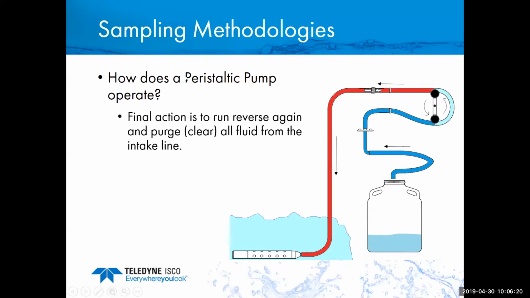The final option is it reverses the pump and again goes in counterclockwise, and it purges all the liquid out of the line again. That way you don't have cross-contamination come the next sample.